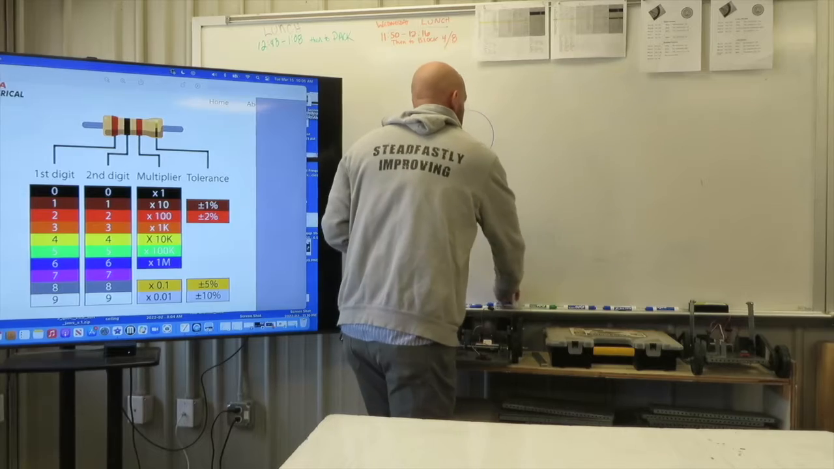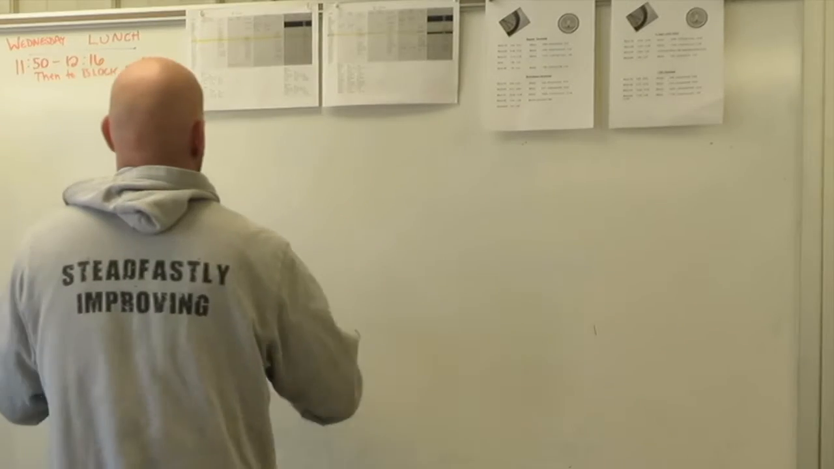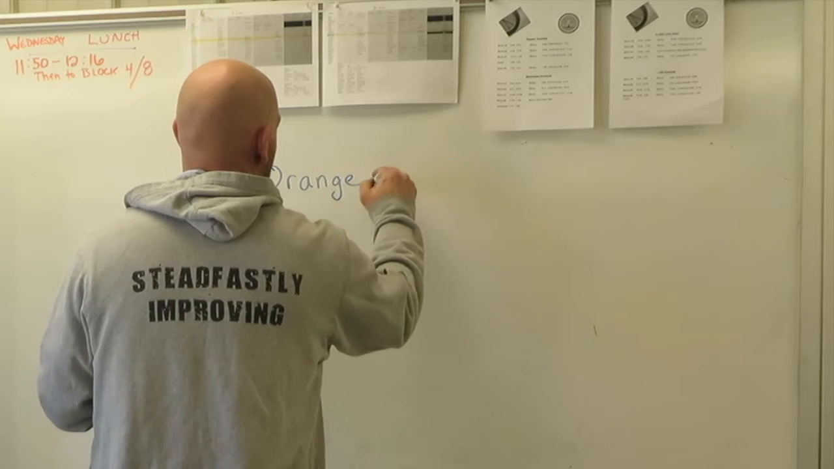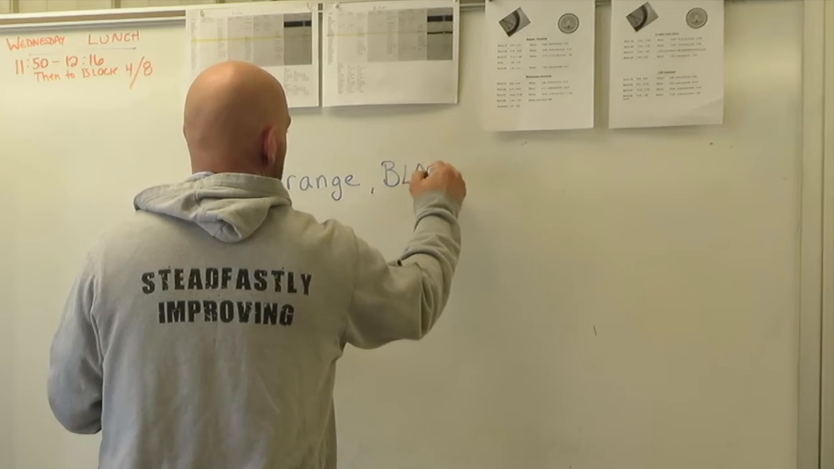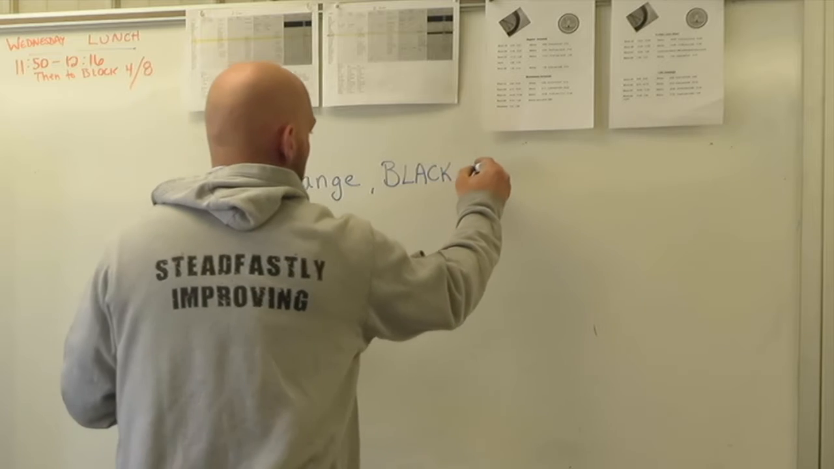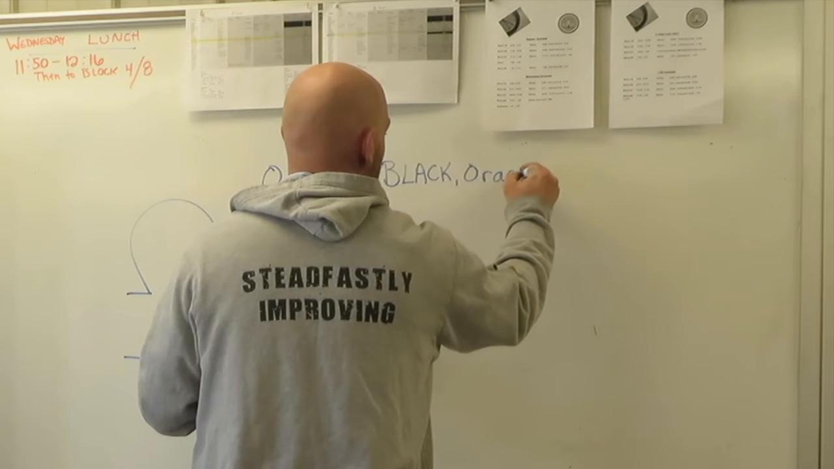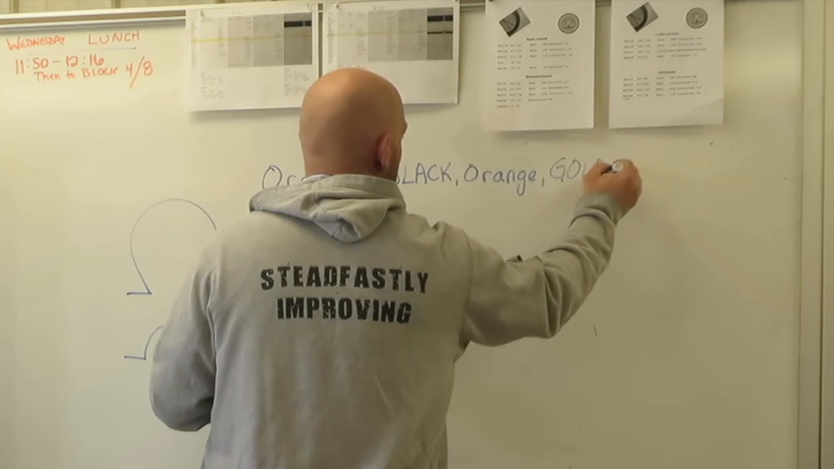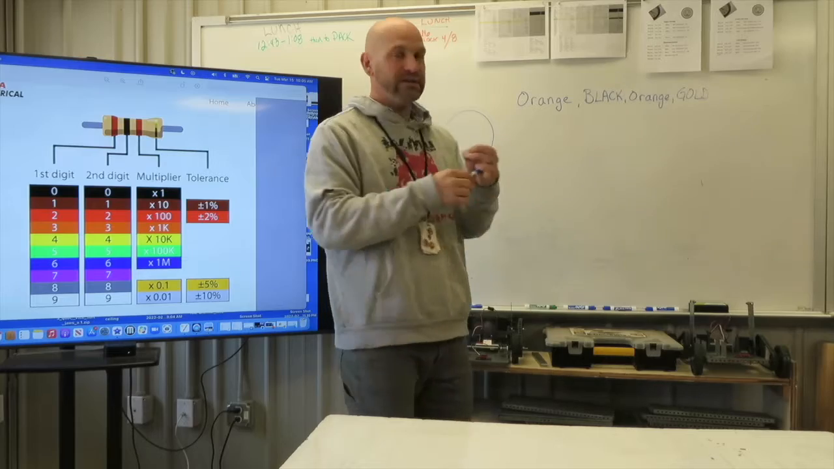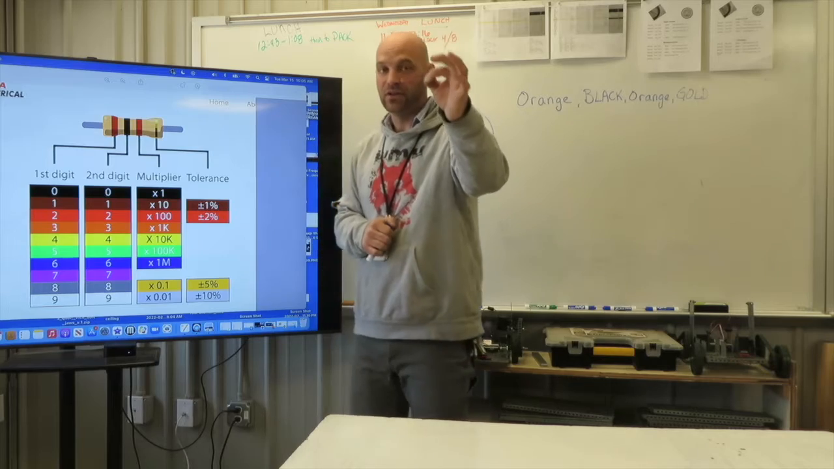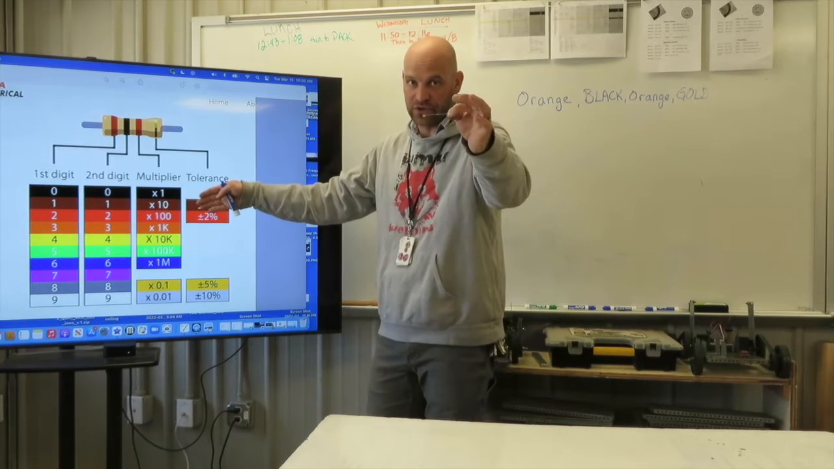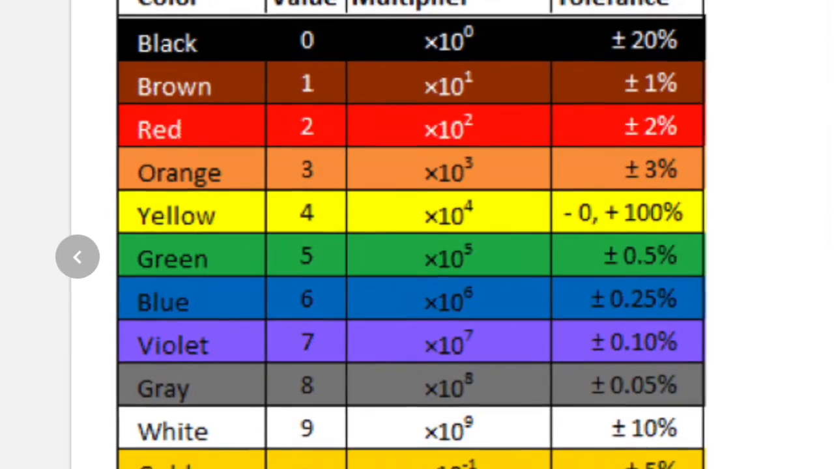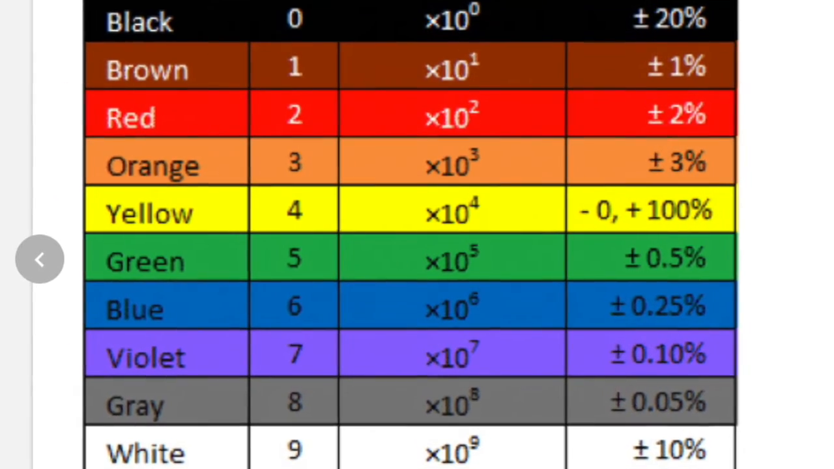So I'm just going to write those up here. Orange, black, orange, gold. Okay, so these bands are numbers. Instead of printing tiny little numbers, they just have colors on here that signify numbers.